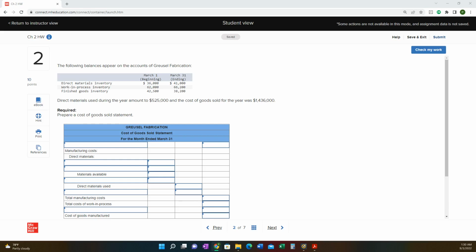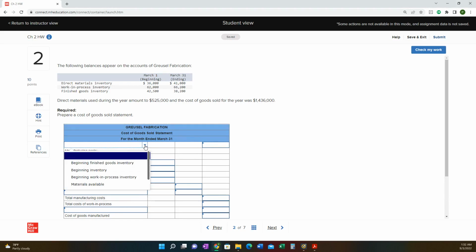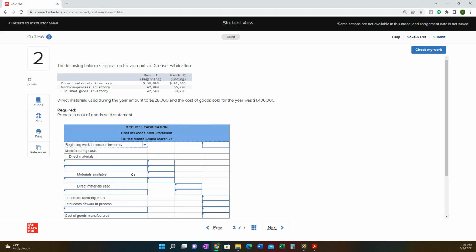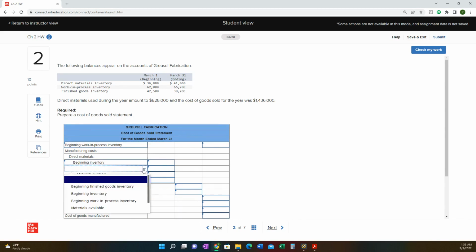For this question, we have to prepare a cost of goods sold statement. A good example of a cost of goods sold statement is on page 55. So I'm going to use the cost of goods sold statement on page 55 and select my accounts accordingly. The first one is beginning work in process inventory. Then the next section is direct materials. We start out with beginning inventory of direct material, and then we add purchases to arrive at materials available.